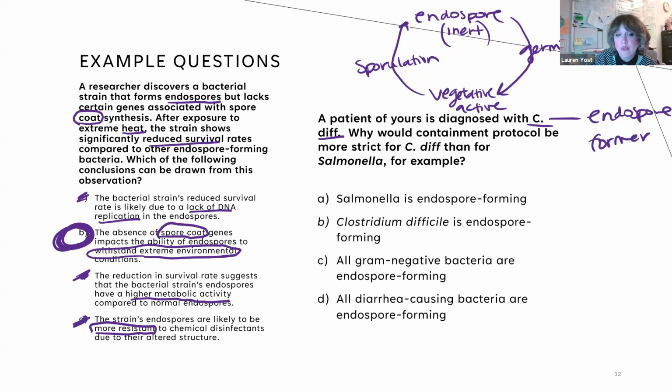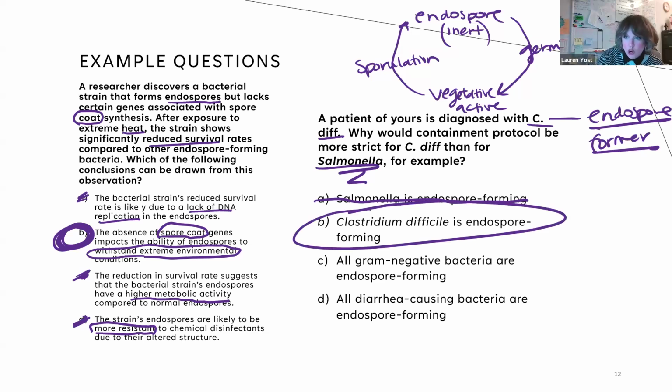On exam questions, I will give you the full name. I would say Clostridium difficile. Why would containment protocol be more strict for Clostridium difficile than for Salmonella? Because Clostridium difficile is an endospore former, and endospores are hardy and can resist the cleaners. Salmonella, does it form endospores? No, because it's not Bacillus or Clostridium in its name. So Salmonella is endospore forming? No. Clostridium is. Clostridium difficile is endospore forming? Yes, making it hardy and resistant to cleaning methods.